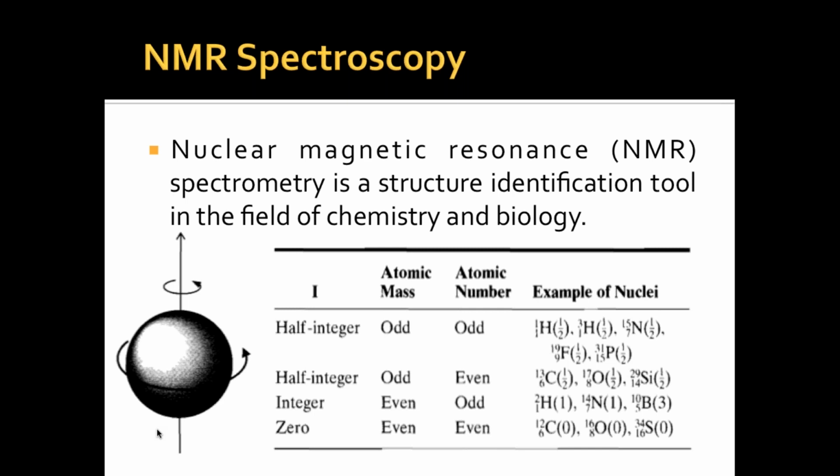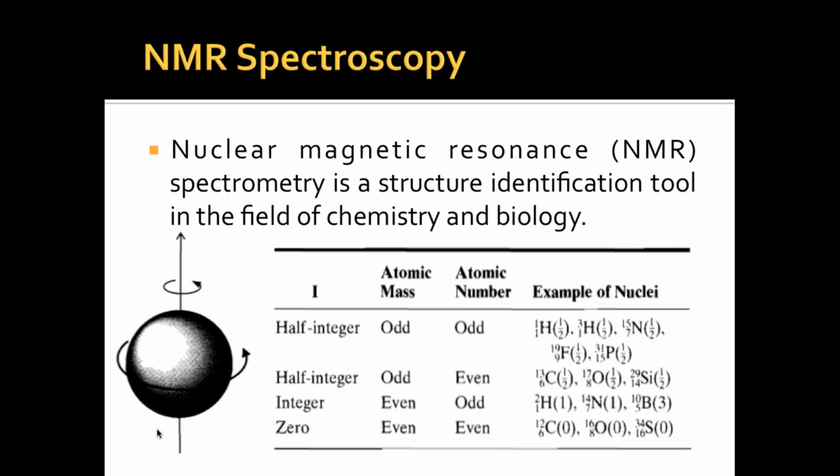Now, what kind of atoms will show up in the NMR? Will all the atoms have the magnetic resonance? Which atoms have the magnetic resonance? To make it very simple, we outline the table here. This table is pretty easy to follow, easy to understand.